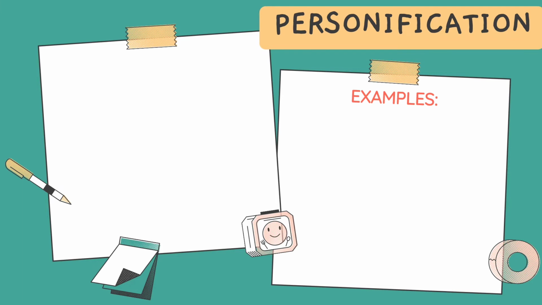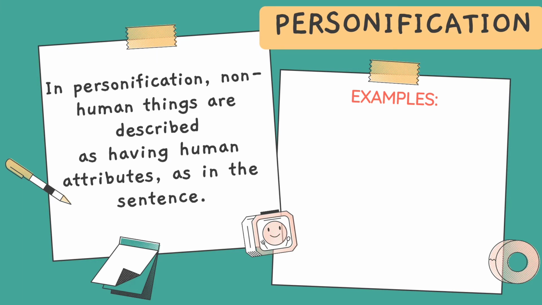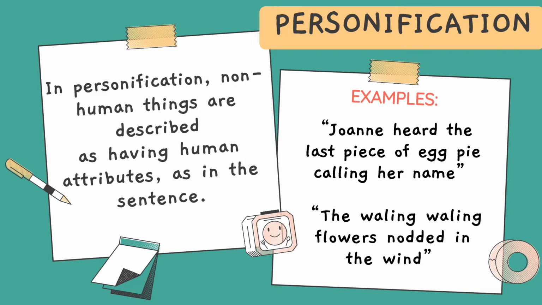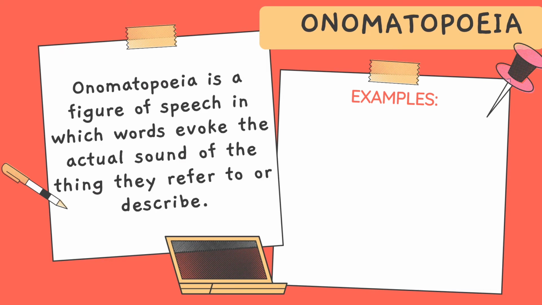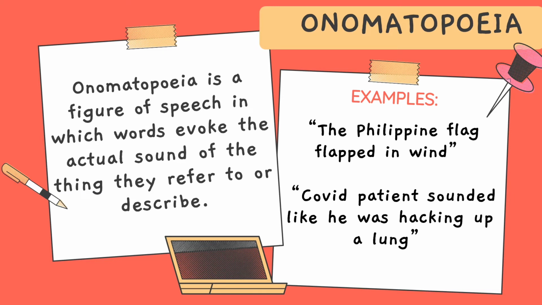Then, personification. In personification, non-human things are described as having human attributes, as in the sentence: Joan heard the last piece of egg pie calling her name, and the wallflowers nodded in the wind. Then we have onomatopoeia. Onomatopoeia is a figure of speech in which words evoke the actual sound of the thing they refer to or describe. Examples: the Philippine flag flapped in the wind, and the COVID patient sounded like he was hacking up a lung.